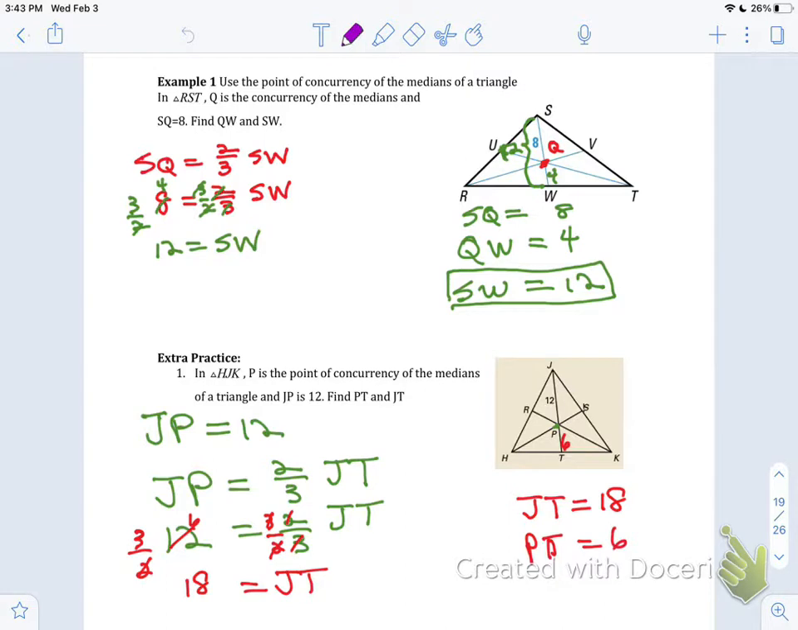But didn't you know that already? Because what's the relationship? Let me just erase this T. What's the relationship between JP and PT? If JP is 12, I know that PT is half of that. So I knew it was 6. So I could have figured out that the whole piece was 18 just by adding 6 and 12. So I want you to do a little thinking about that.